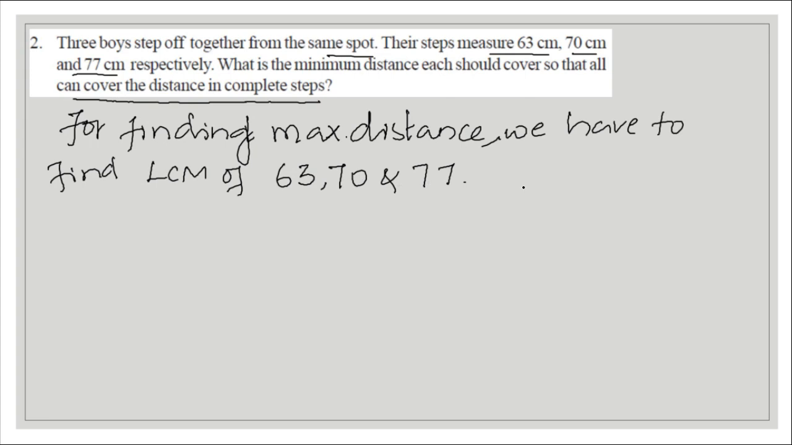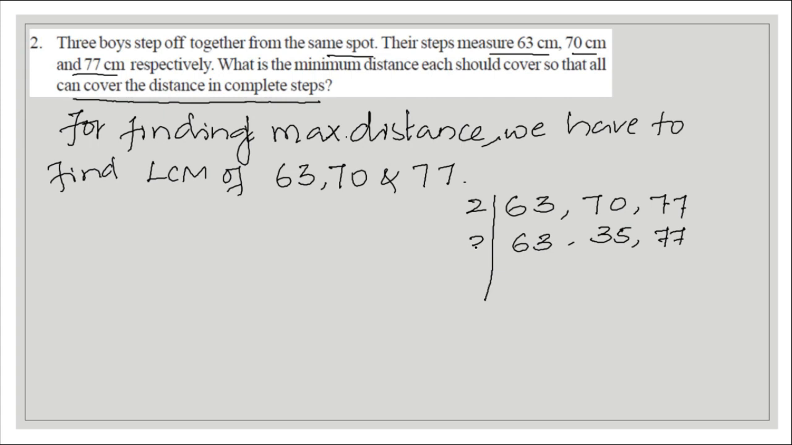We have learned to calculate the least common multiple using prime factorization. Let's follow that. This number is divisible by 3. This number is divisible by 2. So let me divide by 2. It's 35 times. 77 is written as it is. 63 is written as it is. Now I'll divide by 3. 3 twenty-ones is 63.